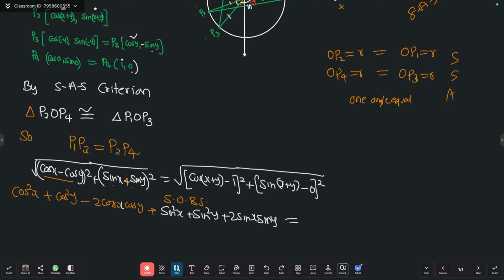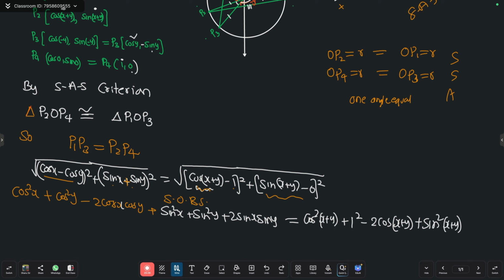Now solve the right hand side. On the right hand side the square root is already cancelled. Now here it is a minus b whole square: a means cos x plus y, b means 1. So when you open this, you will get cos square x plus y plus 1 square minus 2ab. Minus 2ab means minus 2 into cos x plus y into 1. It will be 2 cos x plus y. This is done. Now come to this. It is 0, so subtracting 0 is useless, there is no significance of minus 0. So sin x plus y whole square will be sin square x plus y.